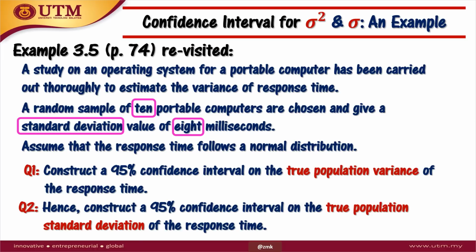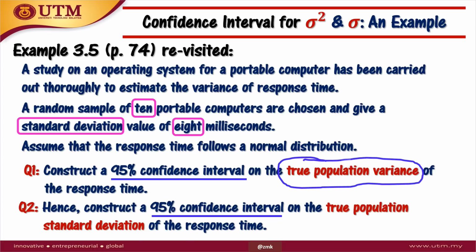From the sample information, we may use this information to answer the question. From both questions, our focus is to construct a confidence interval, and the parameters of interest are sigma squared and sigma respectively.